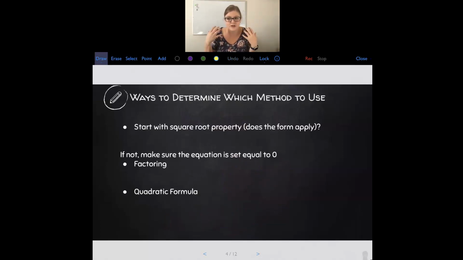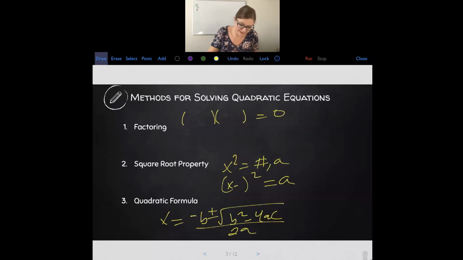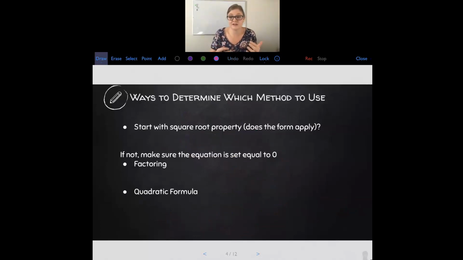Okay, so ways to determine which method to use. So this is the train of thought that I do. Make sure as you're doing these problems that you find a pattern that works for you. So first, I would start with the square root property because that's a particular form that applies. With the other two methods, they are usually in the form of ax squared plus bx plus c equals 0. So I would look to see, okay, does the square root property apply? Can I get it into that form?